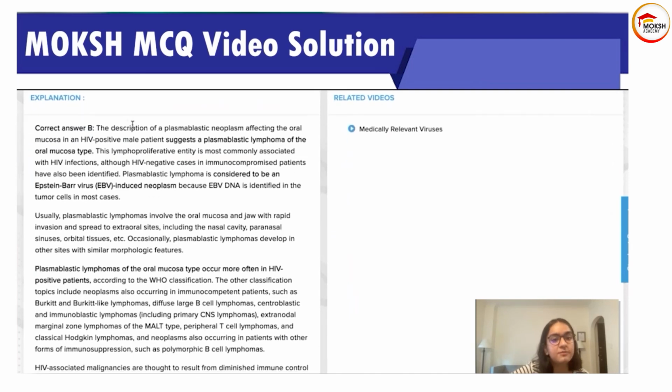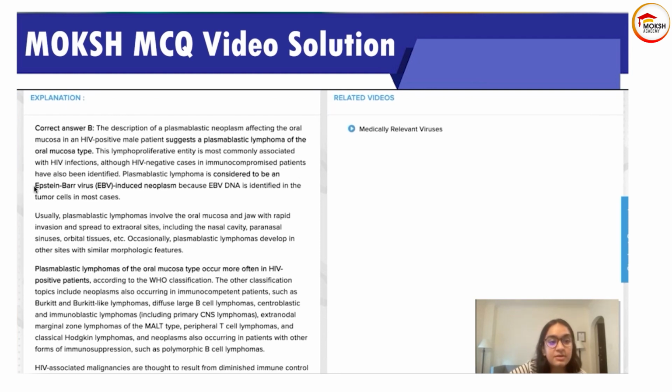So the description of a plasmablastic neoplasm affecting the oral mucosa in an HIV positive male patient suggests a plasmablastic lymphoma of the oral mucosa type. This lymphoproliferative entity is most commonly associated with HIV infections. So this plasmablastic lymphoma is nothing but a type of B-cell lymphoma. Okay, and this is more commonly seen in patients who have HIV, although HIV negative cases in immunocompromised patients have also been identified. But what you should keep in mind is its association with HIV.